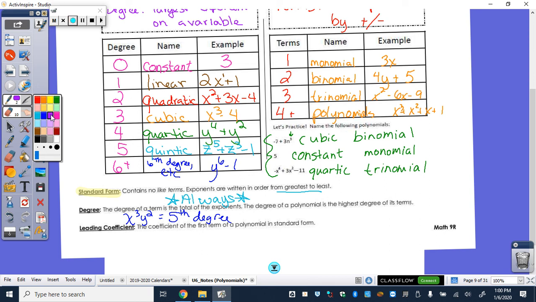And then leading coefficient, once you put it in standard form, is the coefficient of your first term. That's all they're looking for when they ask you about the leading coefficient. All right, let's take a look at some examples.